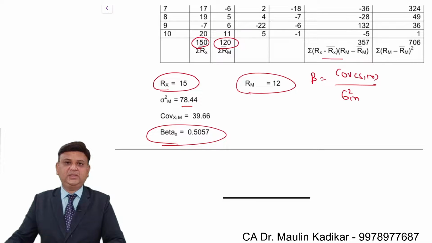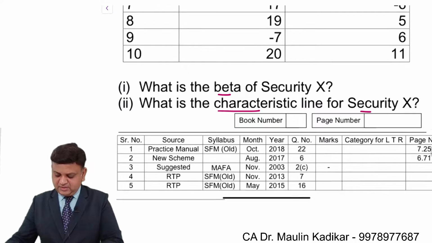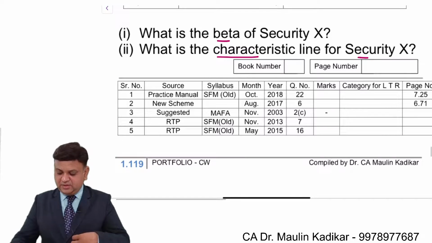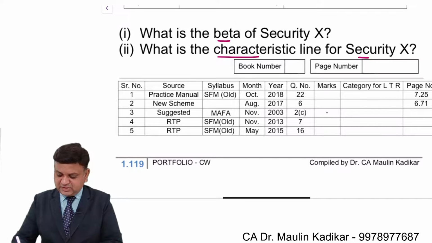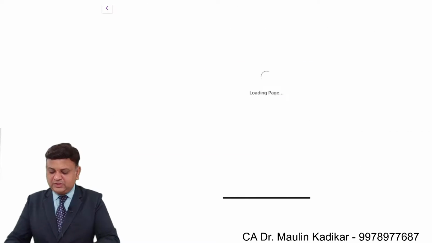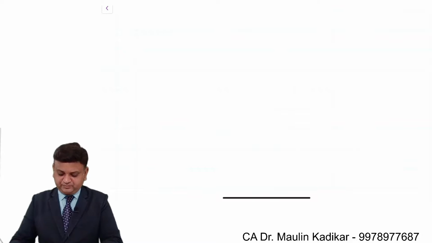Now friends, as far as beta calculation is concerned, that is very simple. That we have done. Now the second part of the question, that we are going to understand. What is the characteristic line for security X? We are focusing on the important point only, that is the characteristic line. So I request all of you to write down the answer.